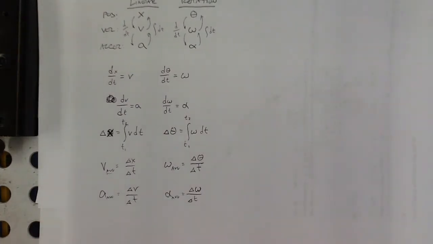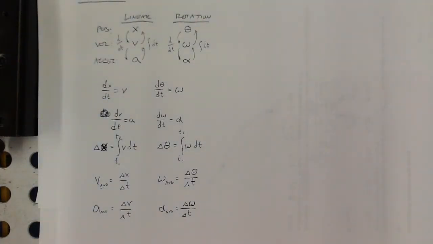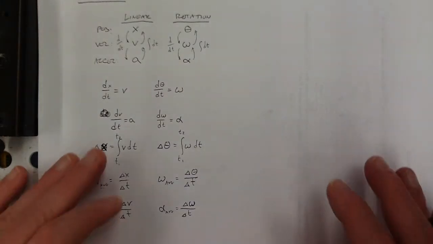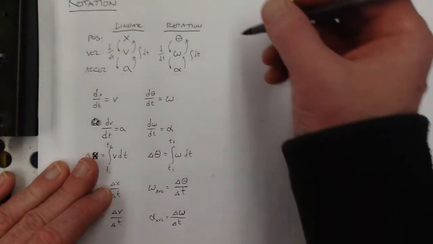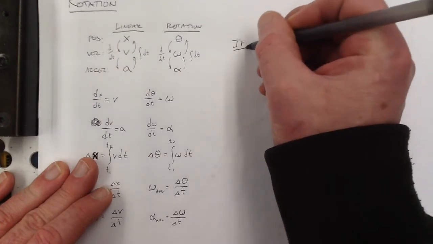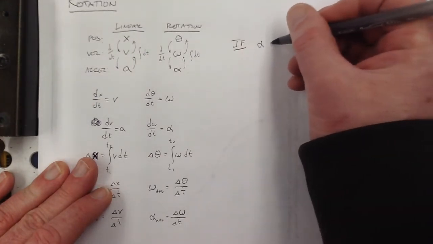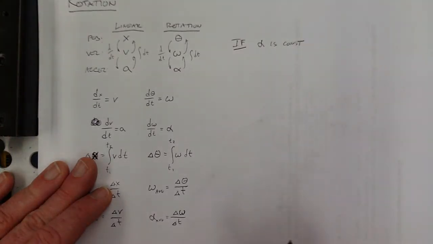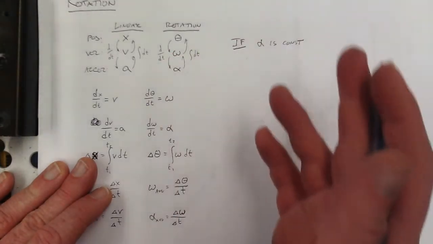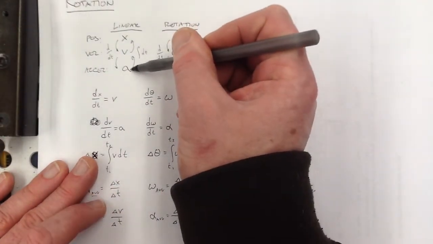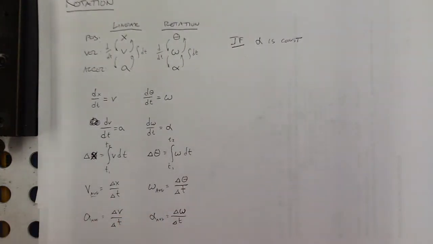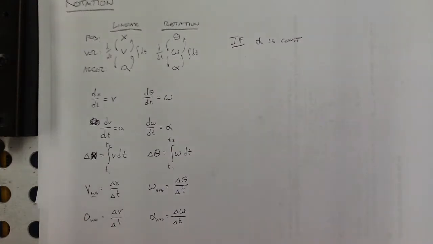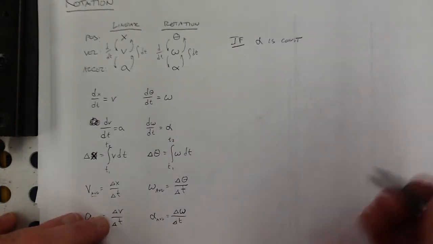All right, that is pretty much all we need to say. Oh, except for the fact that if angular acceleration is constant, then we have a set of, well, what's true if you're in the linear mode? What's true if acceleration is constant? Well, if acceleration is constant, then you can use the kinematics equations. If angular acceleration is constant, then you can use the rotational version of the kinematics equations.